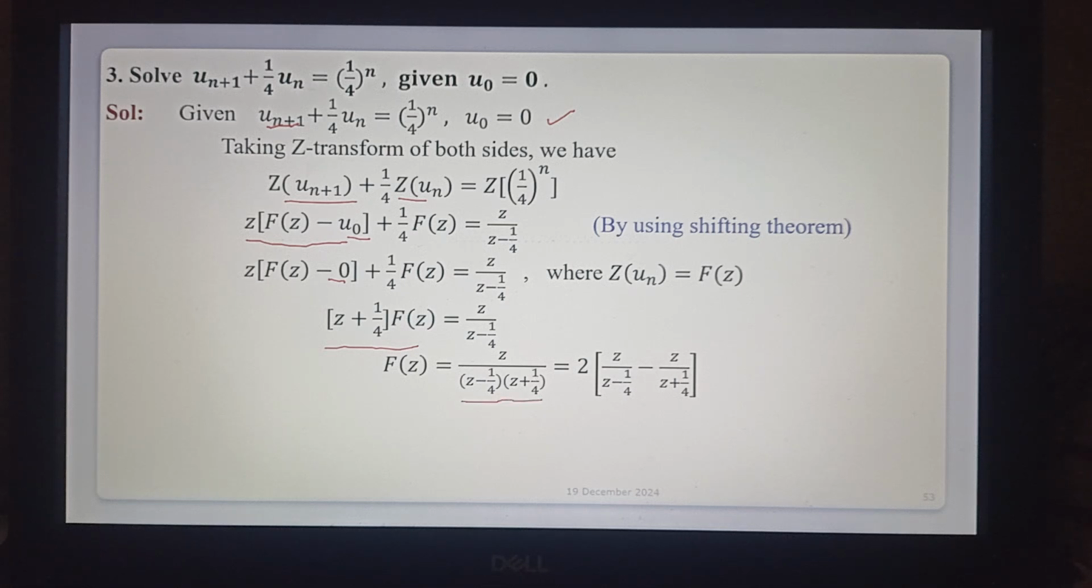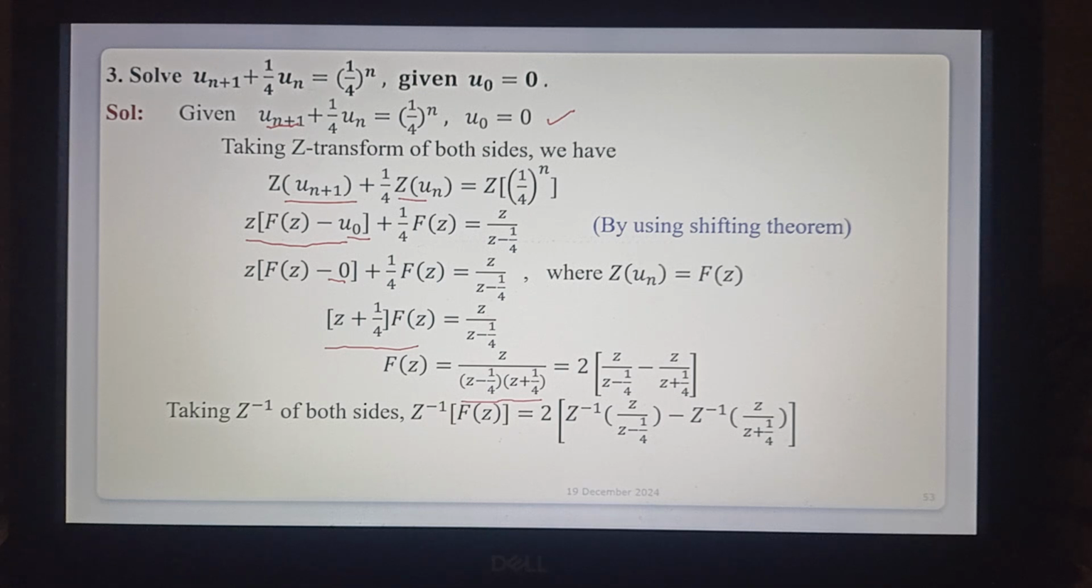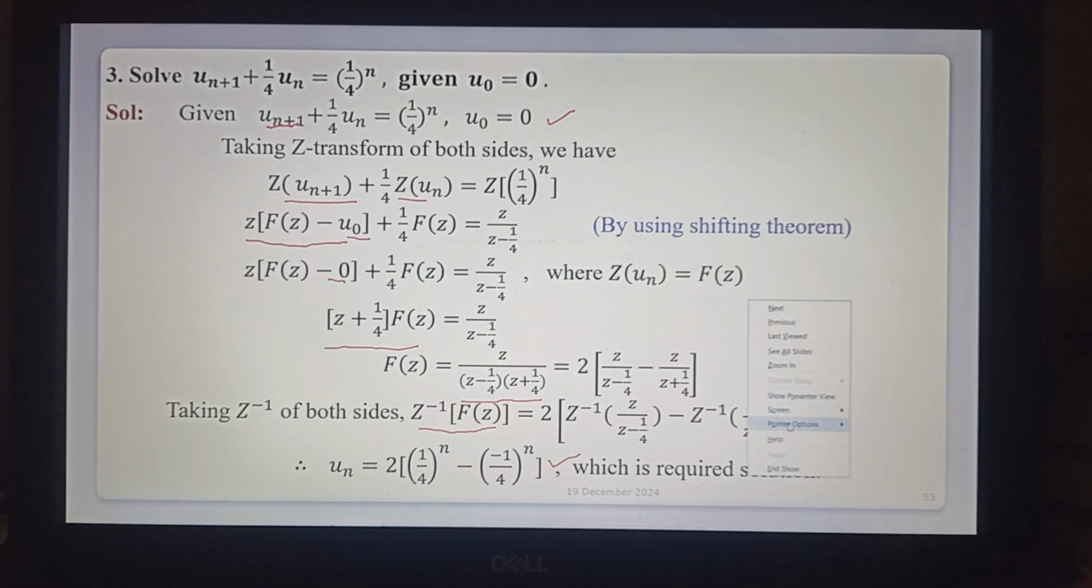By using partial fractions, it is converted to 2 into z by z minus 1 by 4 minus z by z plus 1 by 4. Now applying z inverse on both sides. So z inverse of f of z is equal to 2 into z inverse of z by z minus 1 by 4 minus z inverse of z by z plus 1 by 4, which is equal to the sequence un. So 2 into, which is z by z minus a giving a power n, the 1 by 4 whole power n, minus minus 1 by 4 whole power n. So this is the required general solution of the given equation.